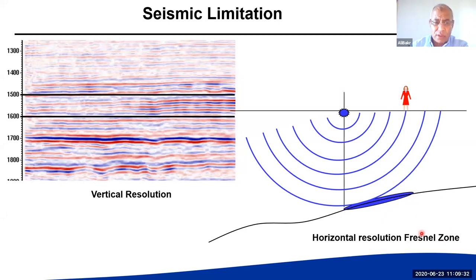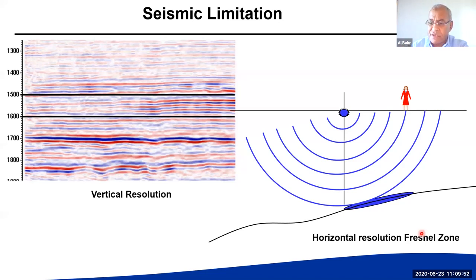So again, the conclusion is that our seismic is not magic. It cannot see every thickness of bed. It cannot see every extension of the bed. It needs a minimum thickness of the bed to be seen, and it needs a minimum extension of the bed to be seen.